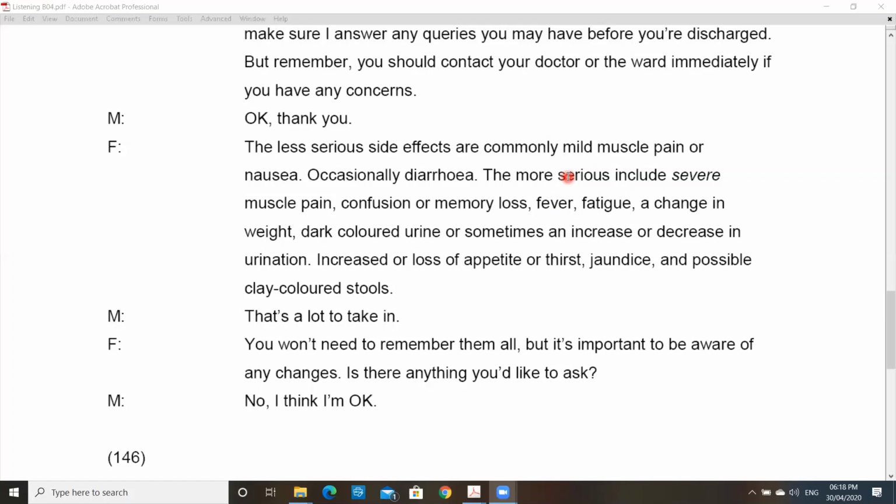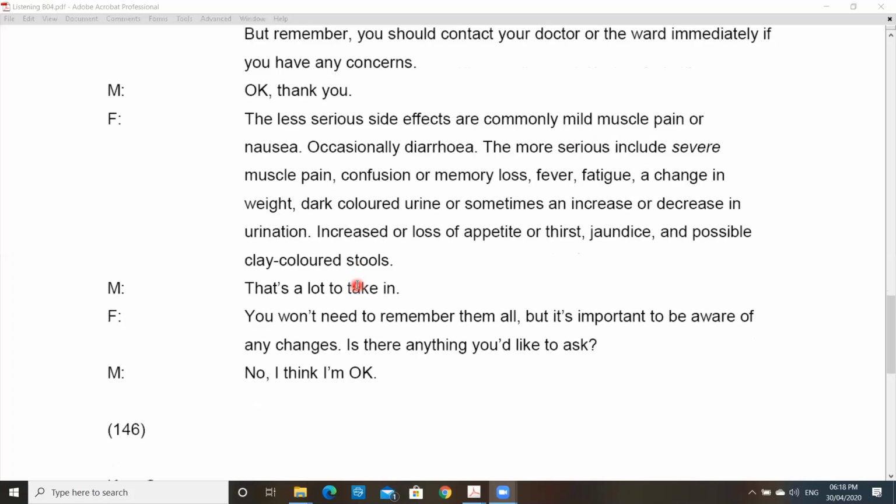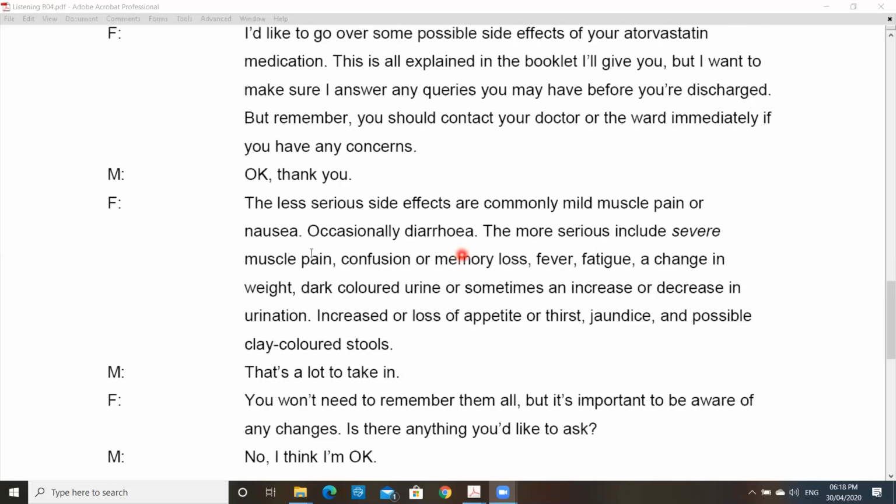side effects particularly. In fact, when the patient said that's a lot to take in, the pharmacist made it clear that you don't need to remember all of them, you just have to know that it is important to be aware of any changes. Is there anything that you would like to ask? So basically, the purpose was to explain verbally.